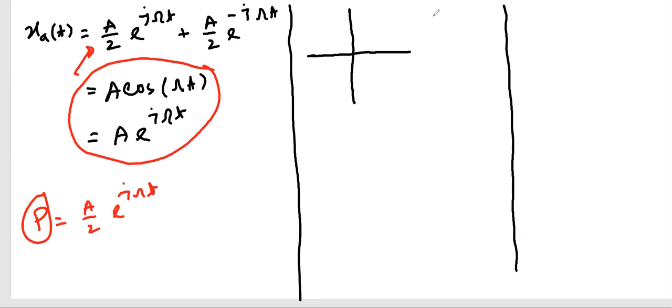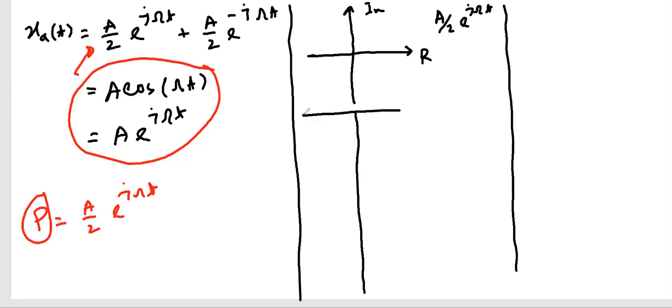This is for the part a by 2 e to the power j omega t, and the second part will be for a by 2 e to the power minus j omega t. So this is the real axis, this is the imaginary axis. Now you can help me in a way. And what about the time axis? Of course, we are always plotting the time axis. This is the amplitude and this is the time.